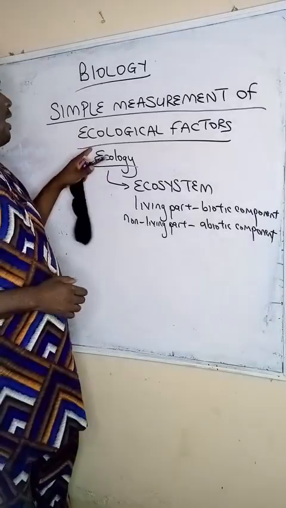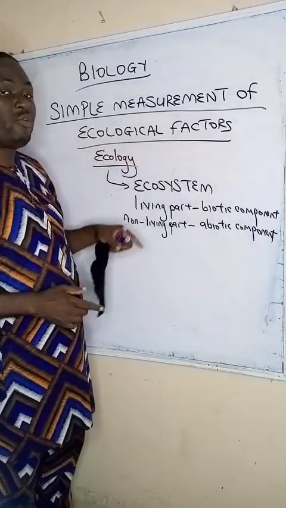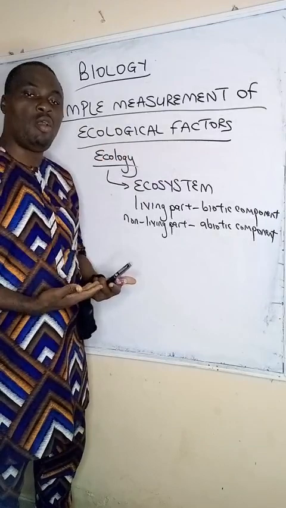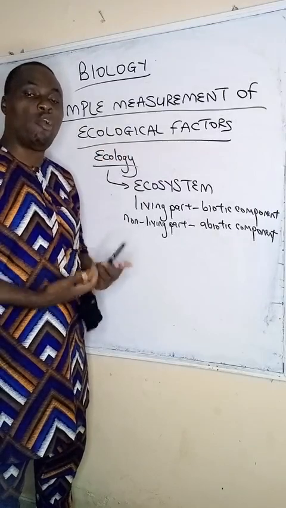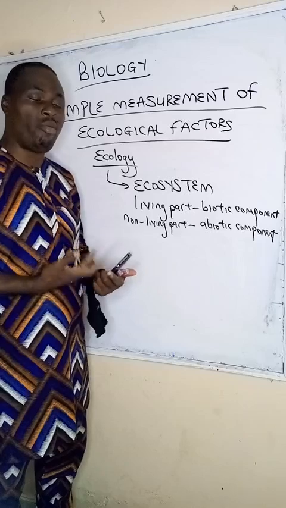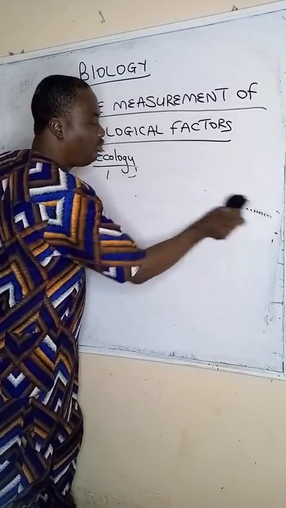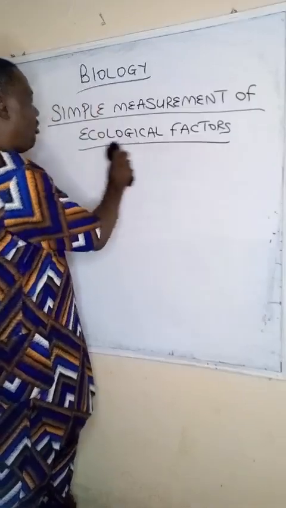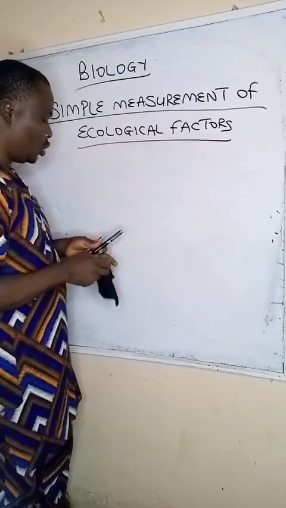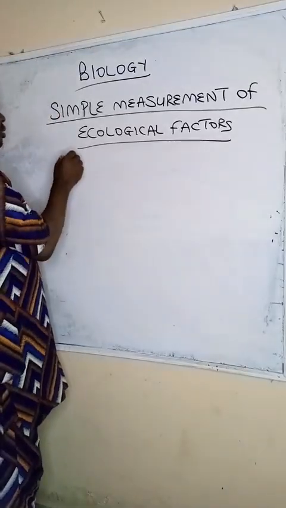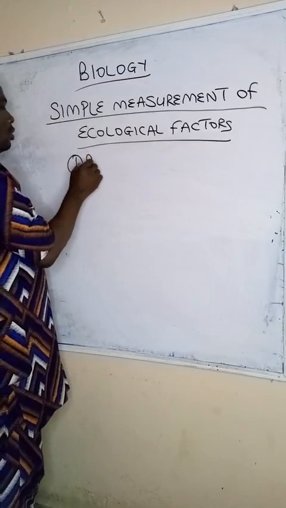So dealing with ecological factors, the factors that influence the activity of living organisms in their environment with respect to their habitat. In our last video, we talked more on ecosystem, but today we are dealing with ecological factors and how they can be measured. So the first ecological factor is rainfall.